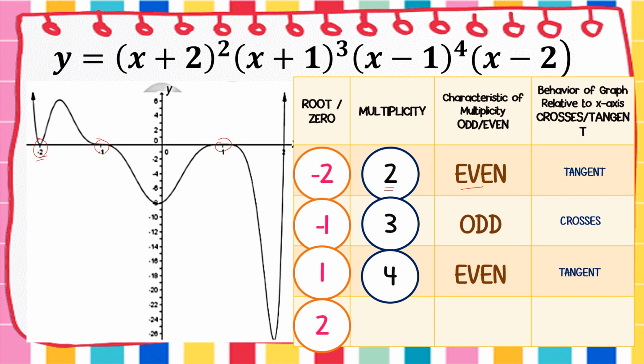Tangent. Paano ba nalalaman yun? Ayan o, nag-touch lang siya. Hindi siya dumiretsyong ganun. Bumalik lang ulit siya sa baba. 2. Ito ay multiplicity 1. So, ito yan. It's odd. Therefore, it crosses. So, ganun yung effect ng multiplicity. Ano? Kapag even, tangent lang siya sa x-axis. Kapag odd, magko-cross siya. Okay?